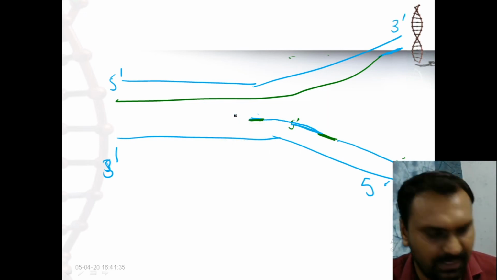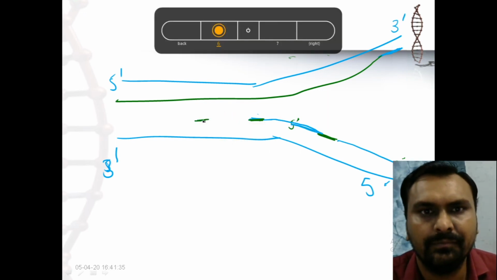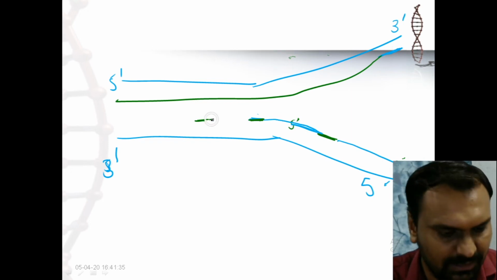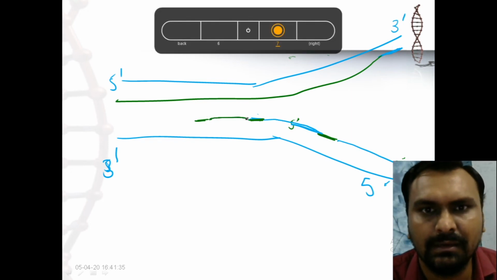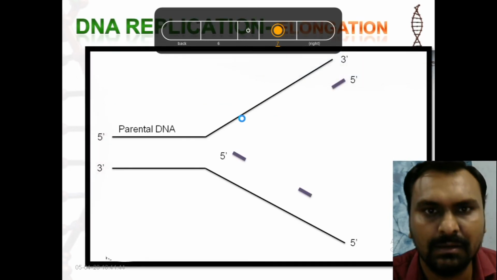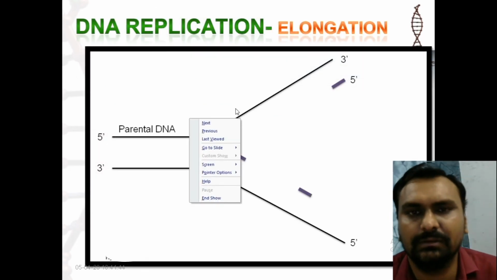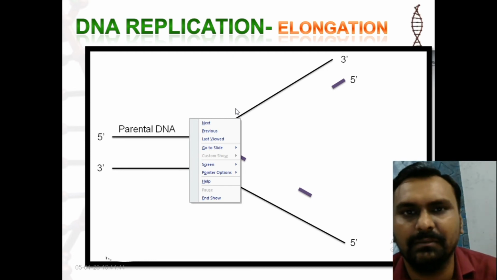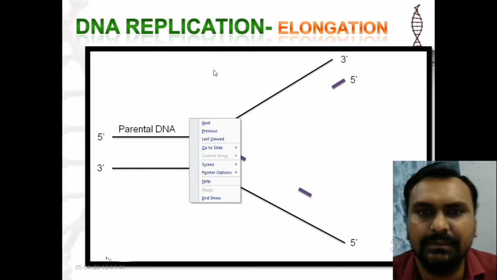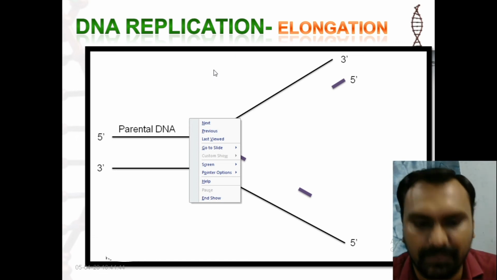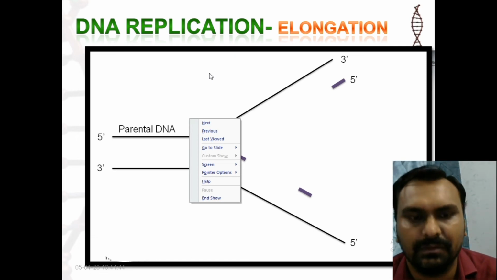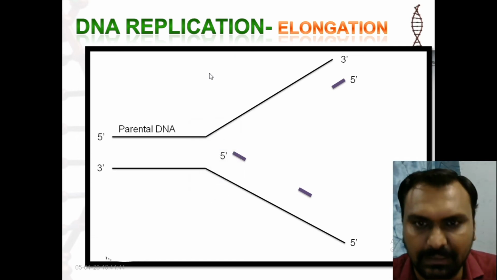Again DNA unwinds, and it will add the nucleotide. Okay. So here, towards the other side, away from the replication fork, DNA synthesis is discontinuous. That is called the Okazaki fragment. Okay. So I hope it is clear to you.